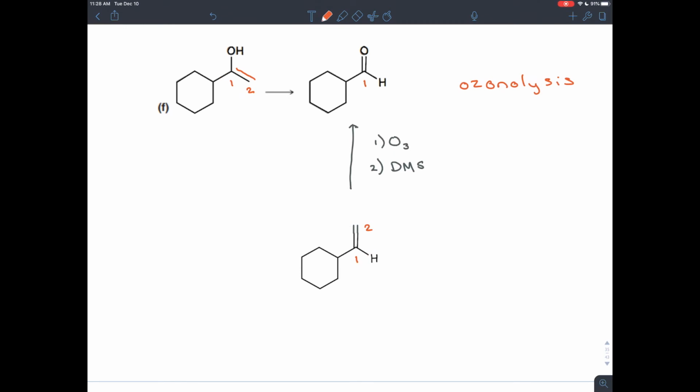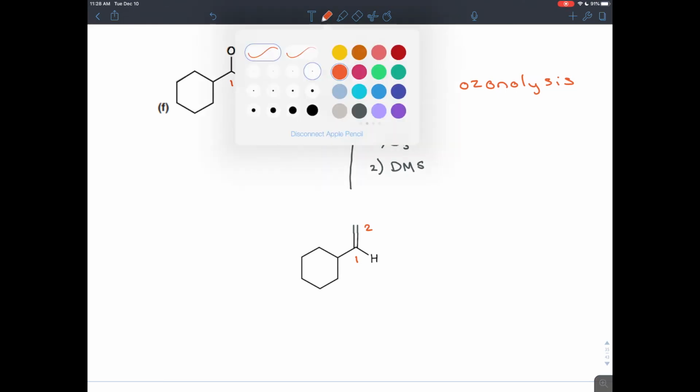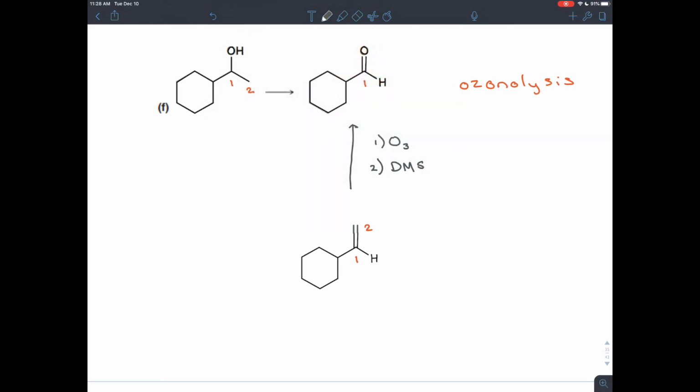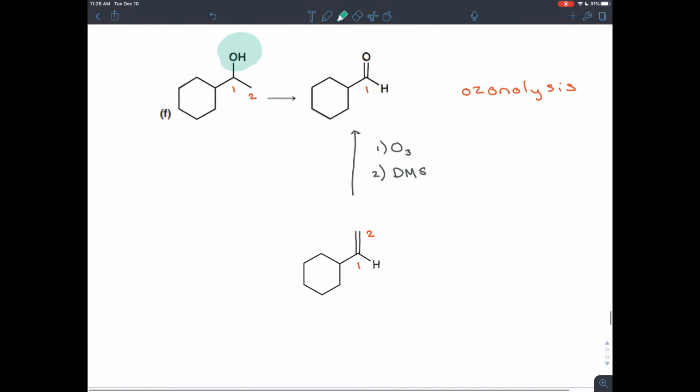We need to create a pi bond between carbons number 1 and 2. That means that we have to do an elimination reaction. Elimination reactions are how you create pi bonds. But unfortunately, we have an OH there, but we don't have a good leaving group. OH is a bad leaving group.